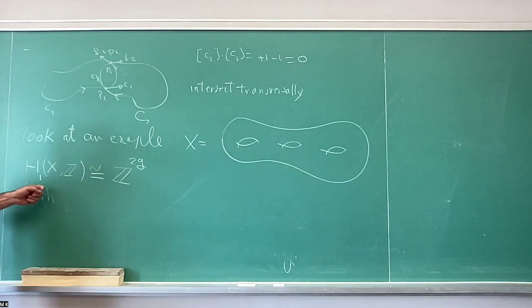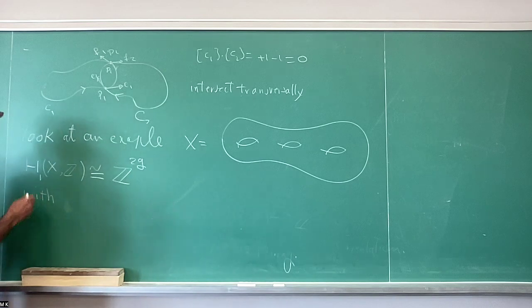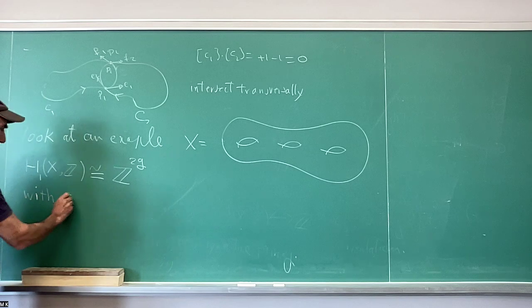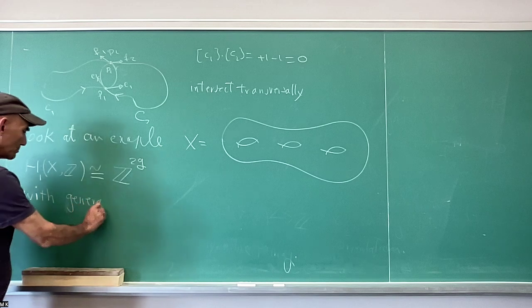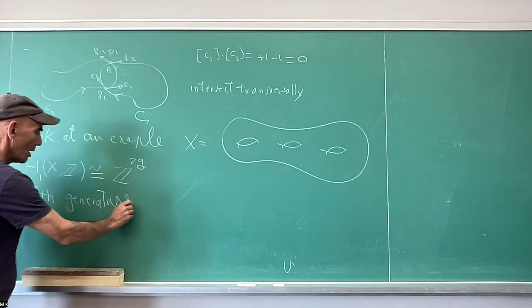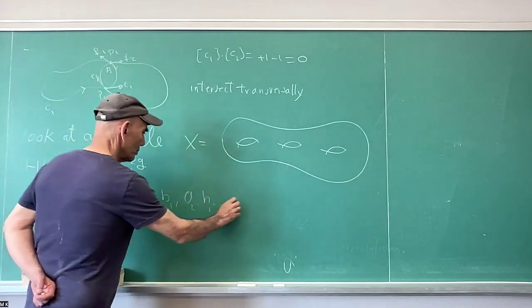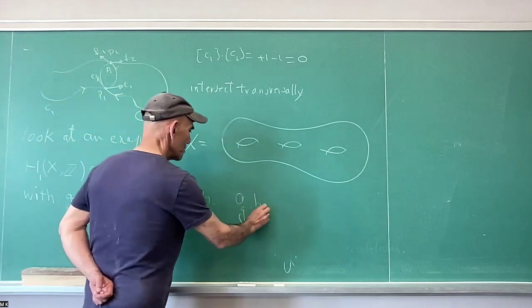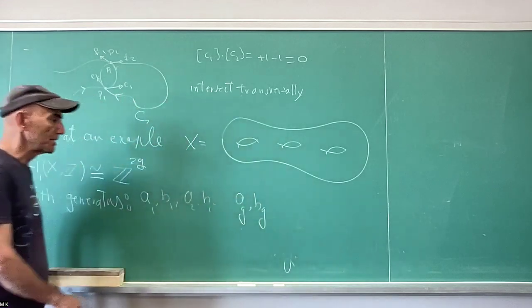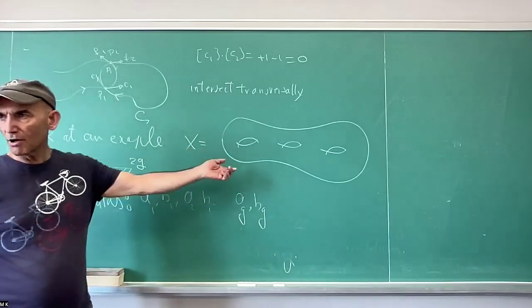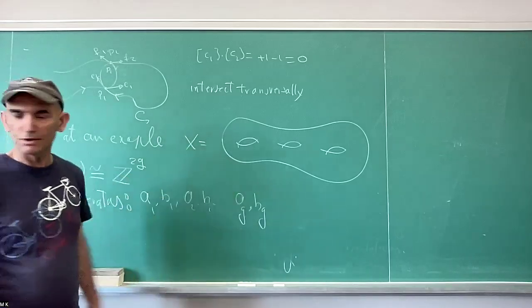Half of the job is to worry about down or up indices. It's part of practicing mathematics, respecting the language. With generators A1, B1, A2, B2, up to AG, BG, right? With these generators, which geometrically I can write, I can show you what these generators are.